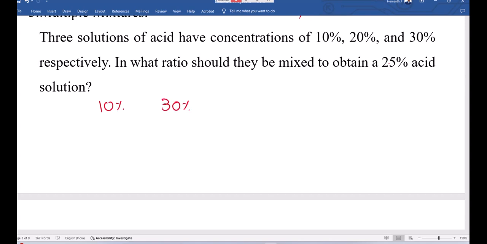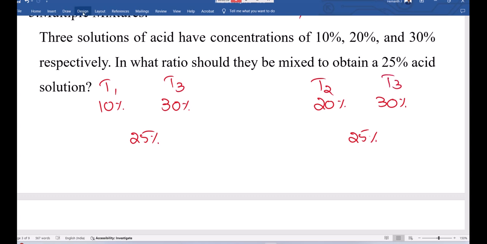This is one combination. The other one is 20, 30 and 25. This is not fixed, it depends on the values. Suppose mixing 10, 20, 30, my result is 18%. Then I have to take 10, 20, 18. Don't take 20, 30 and 18. If this is 18, then I have to take the 10 and 20 combination, and the 10 and 30 combination. It depends on the values, they will decide. That's why this is very important. So first one, third one, this is second one, third one.